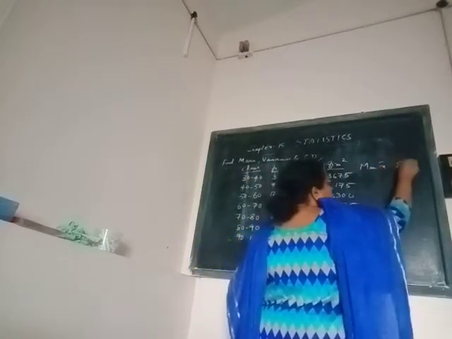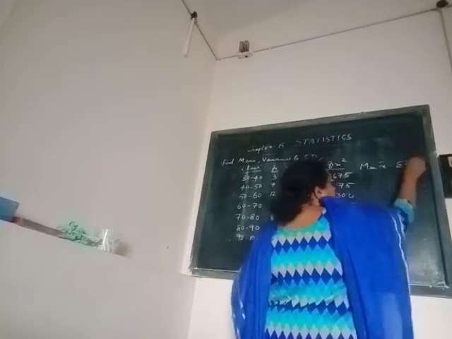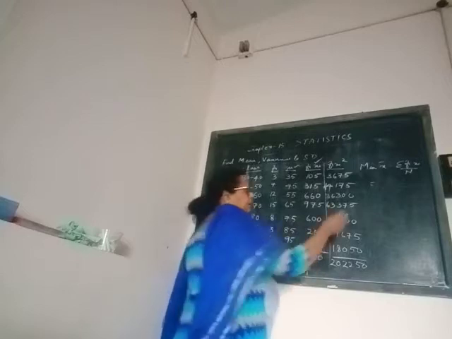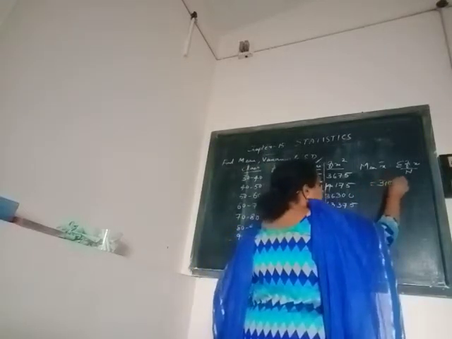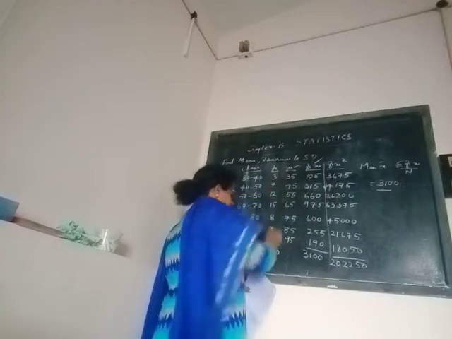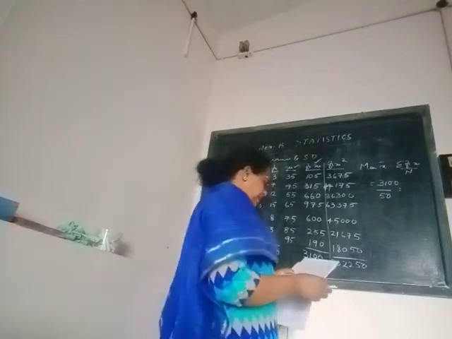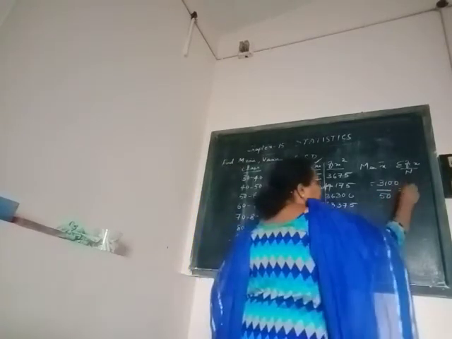Mean x bar is sigma fi xi divided by n. What is sigma fi xi? This column sum. It is 3100, divided by n. What is n? Sum of frequency, 50. So you will get the answer as 62.